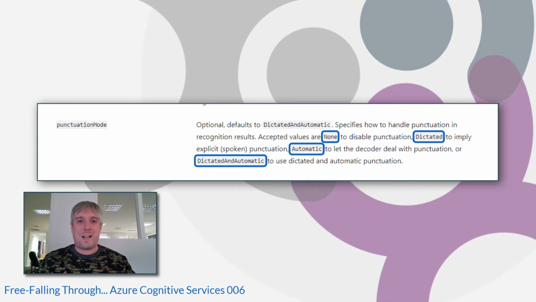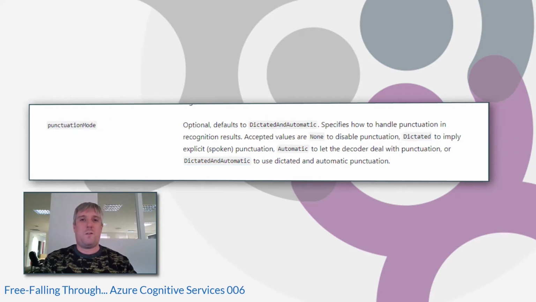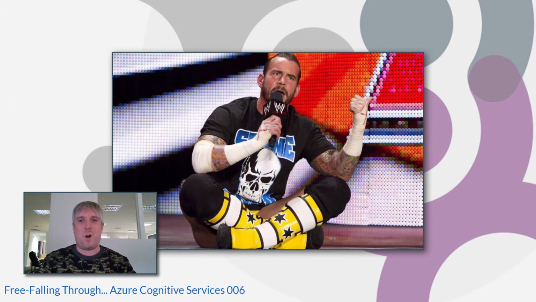Now, I can accurately guess what setting the property to none will do. And I think it's fair to say that this will function as expected, so I'm not going to test that in this video. I'm going to test the other three though, and to do so, I'll use one of my favourite wrestling promos from the best in the world, CM Punk.